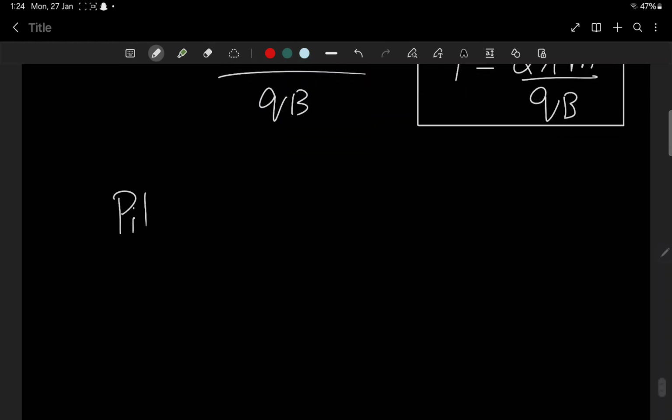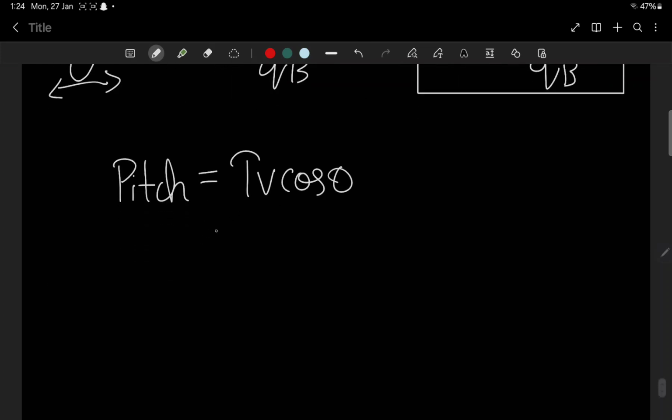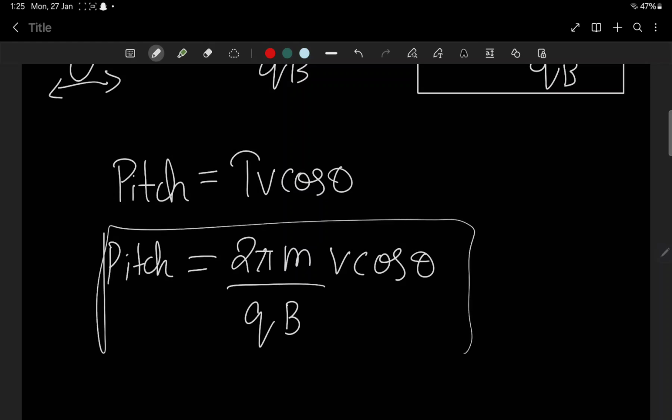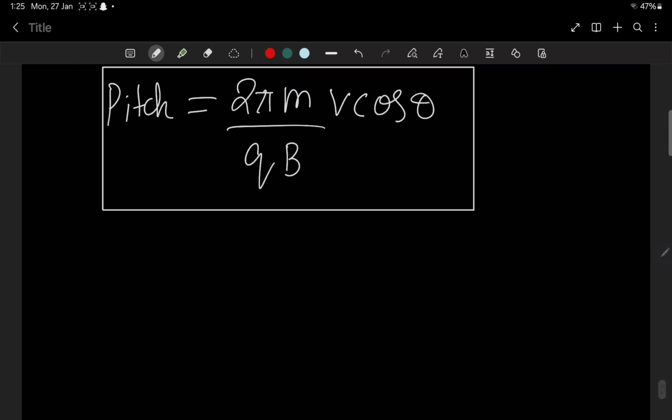Now what is pitch? Pitch equals T v cos theta. Pitch means this distance. That is the linear distance traveled if we start from here and one rotation is completed, given by T v cos theta. That is 2 pi m by qB times v cos theta. This is the pitch. Okay, so these are the important things in the chapter.